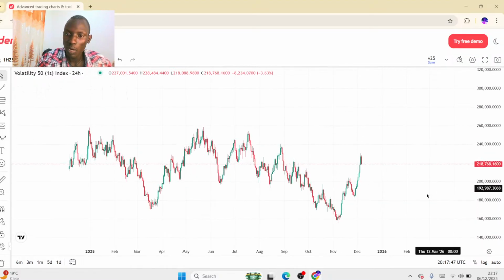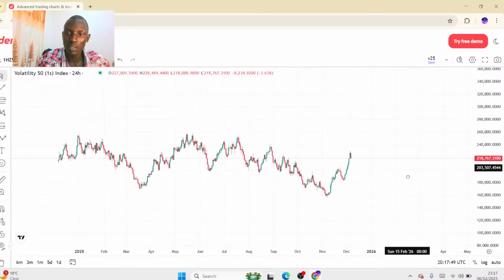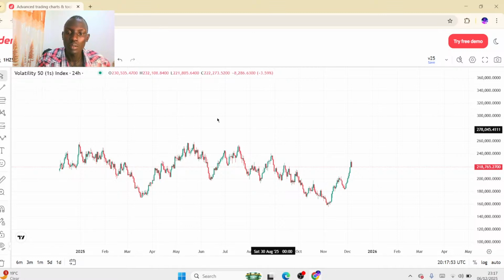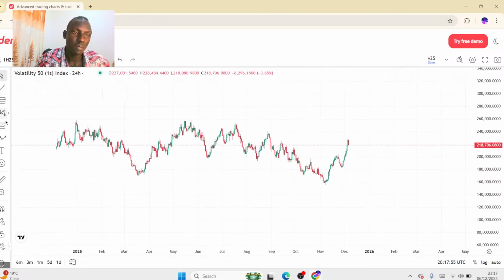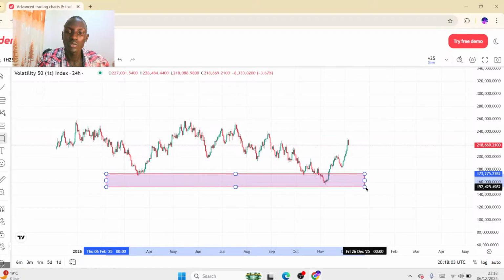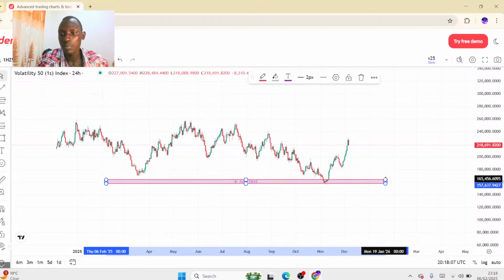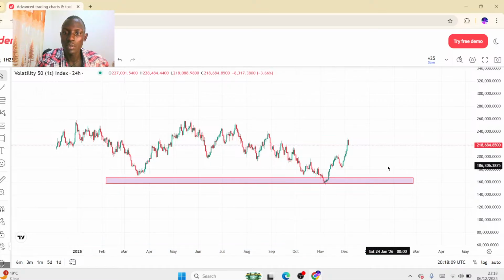So let's use demand here. Or which pair do you guys want me to analyze in volatility? Let's look for demand and supply zones. Demand zones are areas where we buy from.